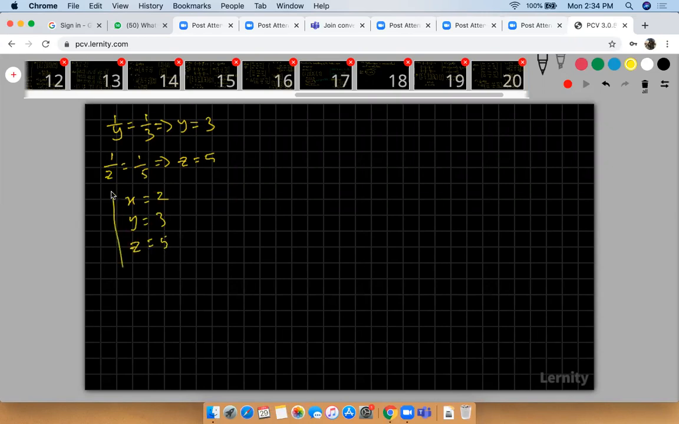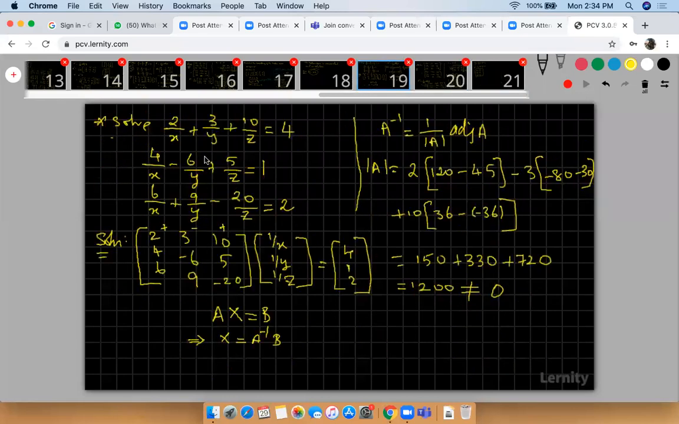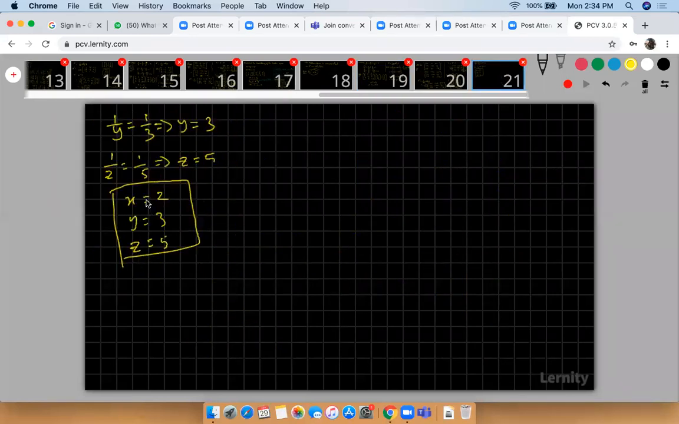How to verify these answers? You substitute these values in your given equations. You substitute x is equal to 2, y is equal to 3, z is equal to 5 in these equations. If your solution satisfies all the three equations, then only it is the correct answer. Okay.